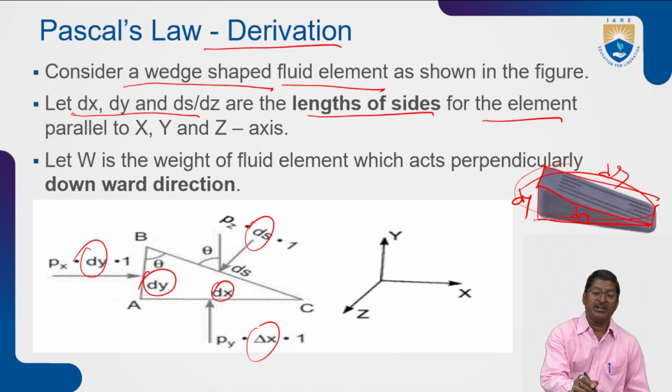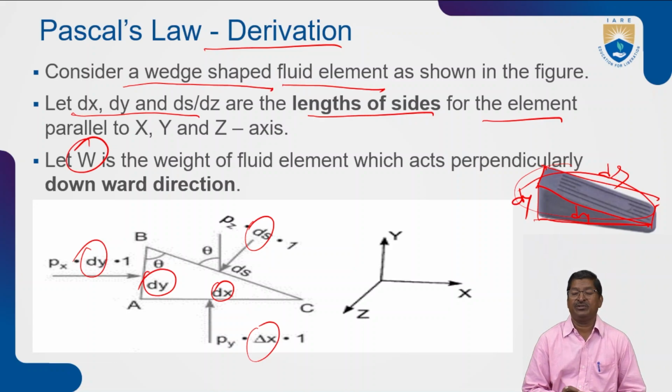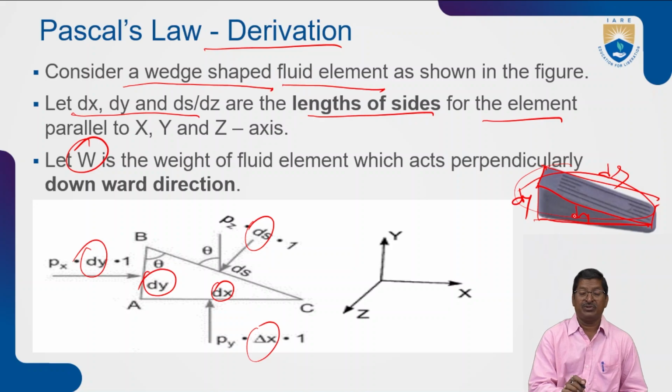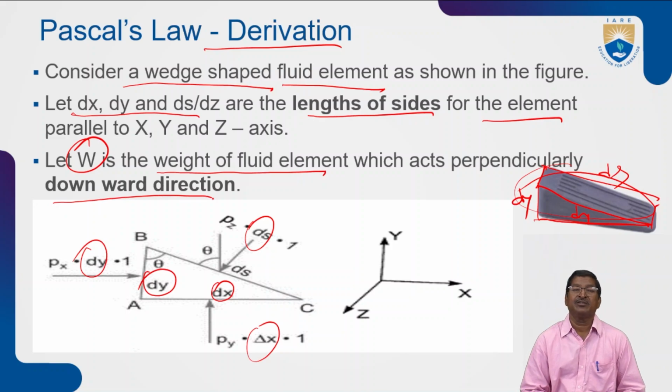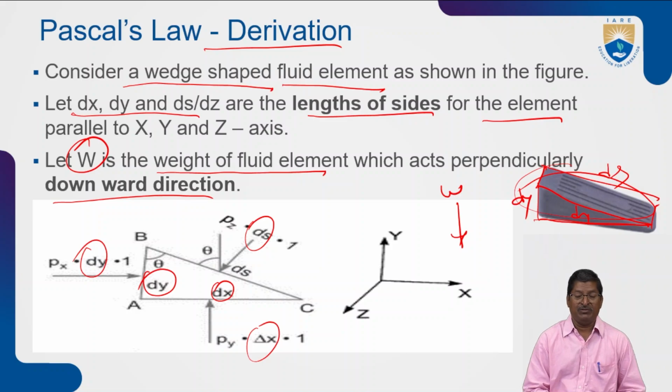And also we are having W here. W means what? Weight of that fluid. So whatever the weight of the fluid in that small element, that weight is called W here. It is the weight of the fluid element, which acts in the downward direction. In which direction will W act? Because of gravity, the weight will always act downwards. So that is the W.